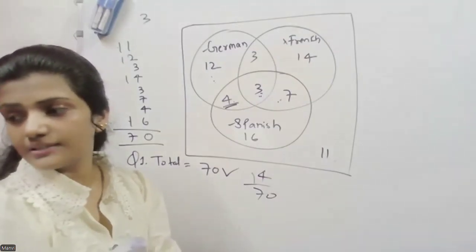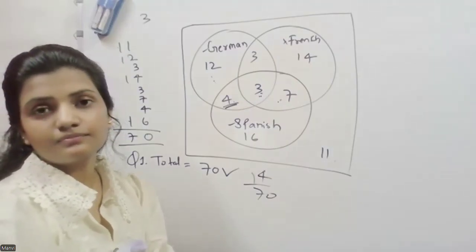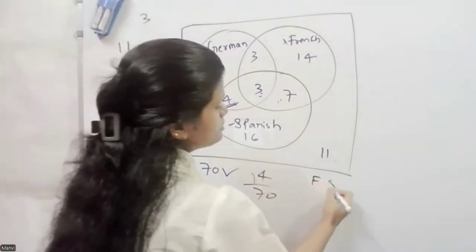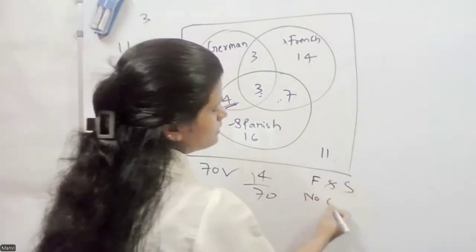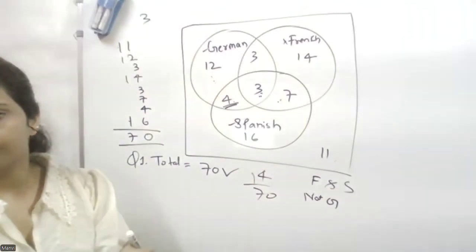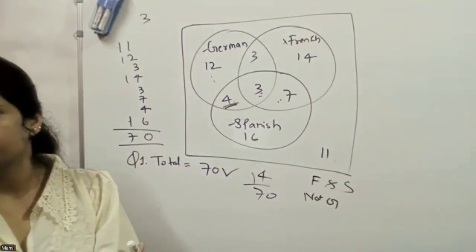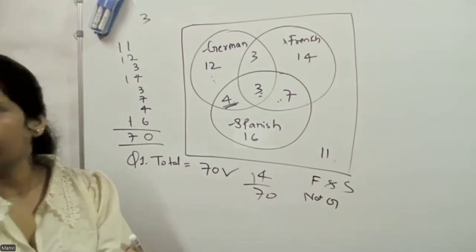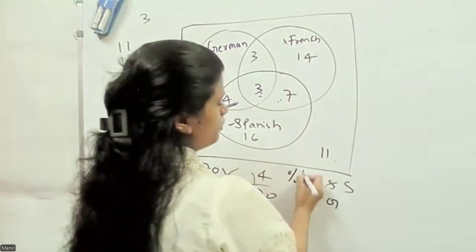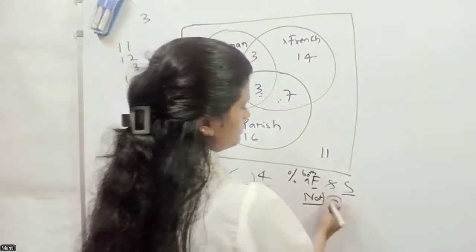What percentage of students study both French and Spanish but not German? Both French and Spanish, but not German. You have to find the percentage of the students who speak both French and Spanish, but not German.